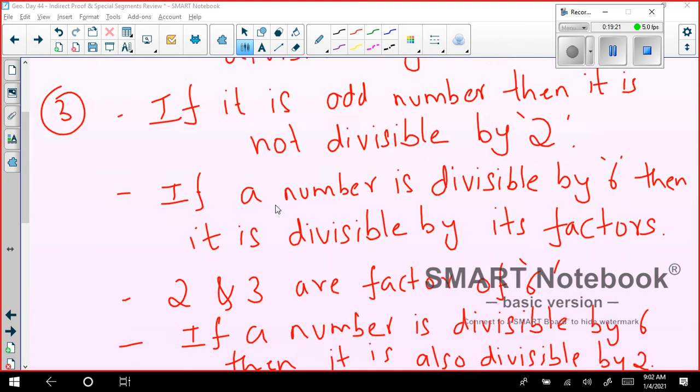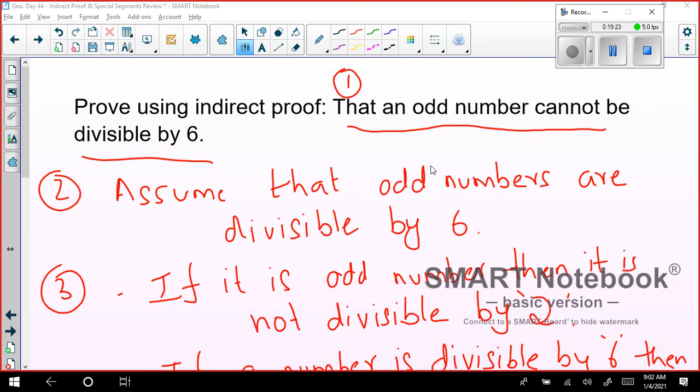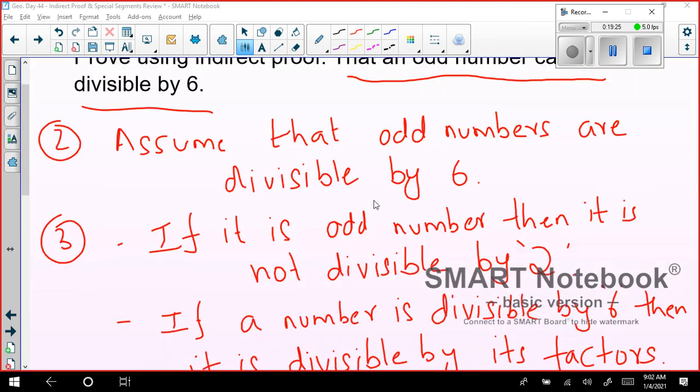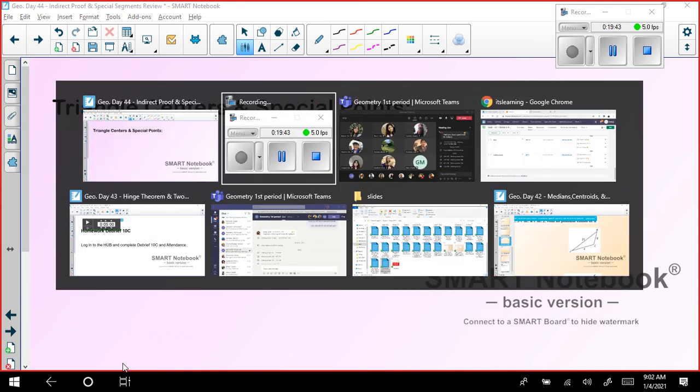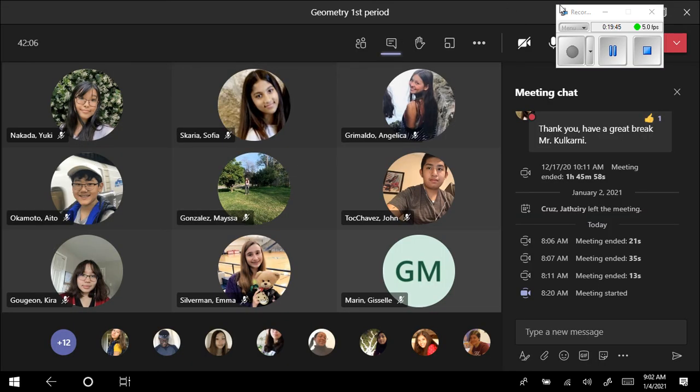Okay, we have done 2 of the proofs using indirect proof, not by 2 column. We can prove this even using 2 column. Okay, just to recollect, we had studied in the previous class the triangle centers and special points.